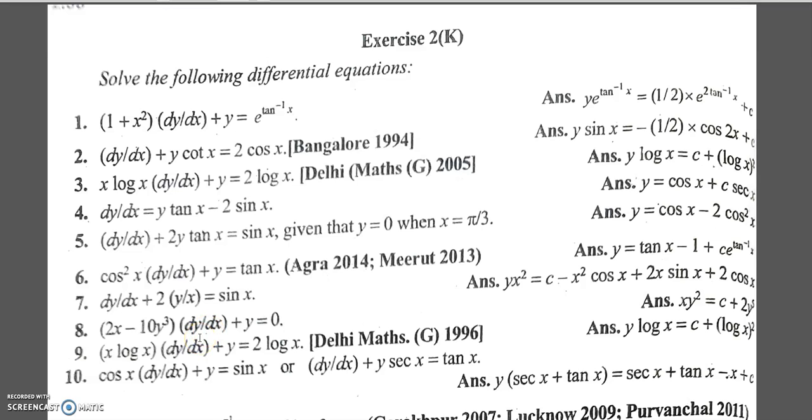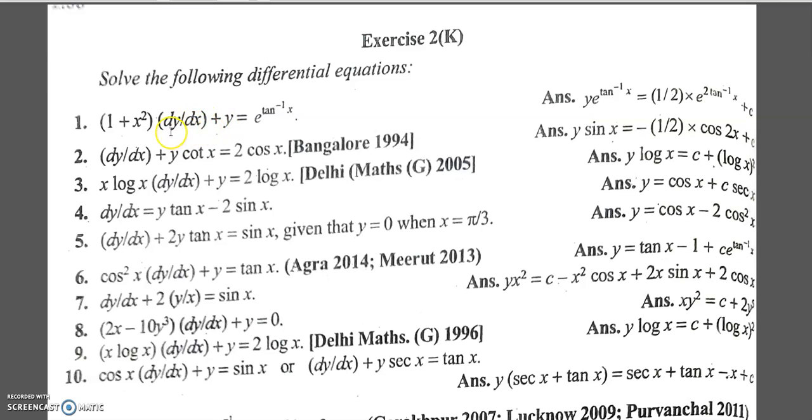Welcome students. In our last lecture, we solved the linear first order differential equation of the form dy/dx + P(x)y = Q(x). Let me recap the process. For example, you first need to convert the equation into dy/dx + P(x)y = Q(x). Then you calculate the integrating factor, that is e to the power integral of P(x) dx, because with respect to x we are integrating.